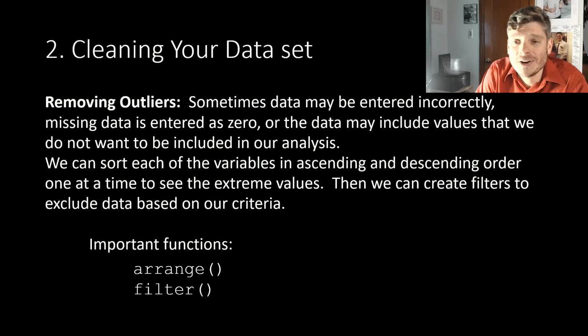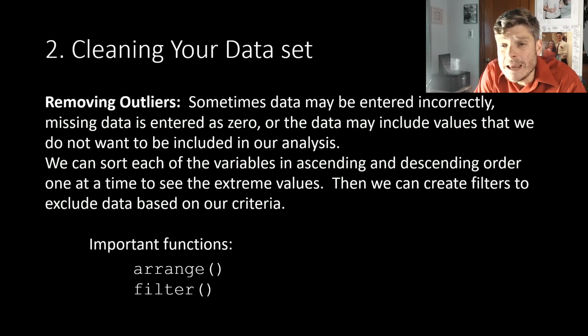A good idea is to sort the variables you want to look at in ascending and descending order, and get a feel for what the minimums and maximums are. If anything is an outlier, it should be kind of obvious once you arrange your data. Once we know what our threshold should be for minimums and maximums, we can remove our outliers by using the filter function. Right?